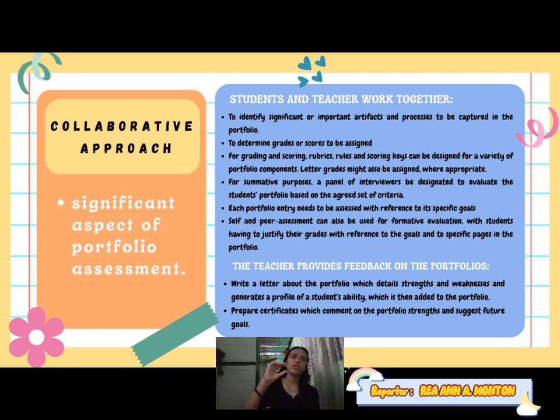So the suggestion could be a quote nga gibutangan og kanang quote, then after that quote is translated into a suggestion, a message to your students. These are the things that the teacher provides in feedback on the portfolios. Write a letter, or you could prepare certificates in feedbacking the portfolio of your students. So these are the things that the teacher must not forget in feedbacking a portfolio.